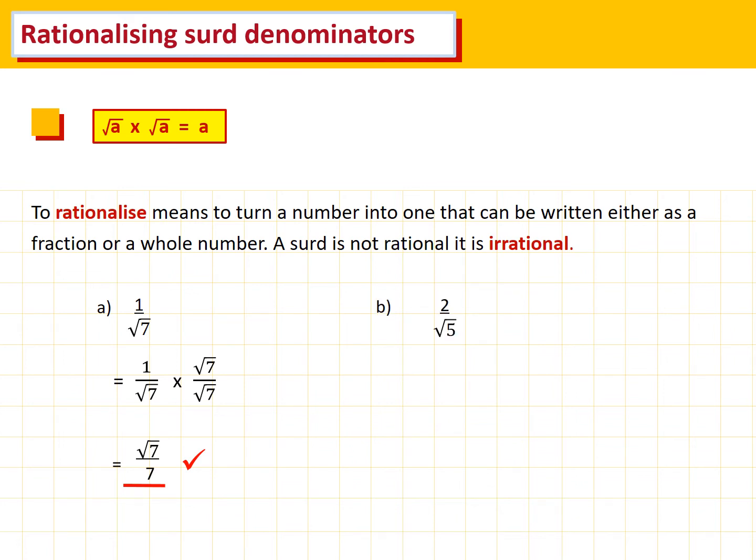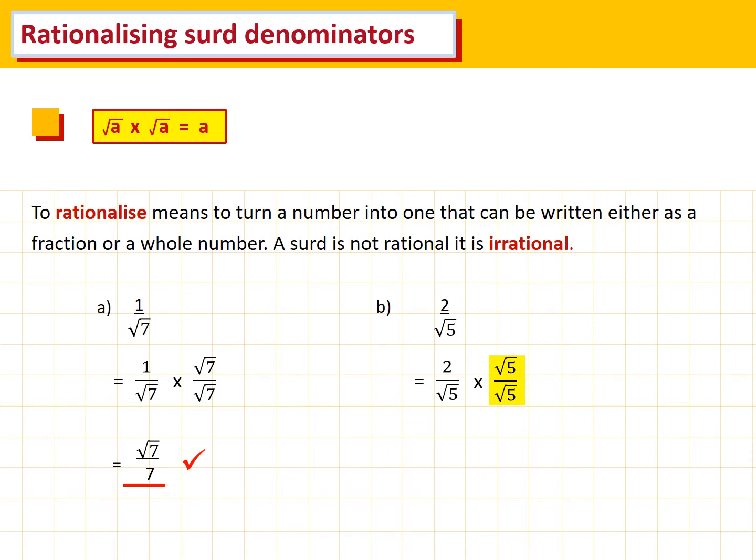In our second example, can you think what we might need to multiply by in order for that denominator to not be irrational? It's root 5 over root 5. Remember, root 5 over root 5, that's 1. So we're not changing the value.